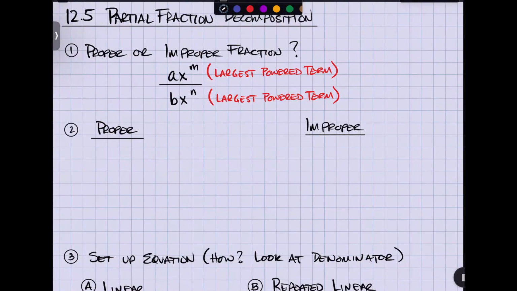All right. Then let's get to partial fractions decomposition. So when we look at fractions, we have proper fractions and we have improper fractions, right? What are improper fractions?